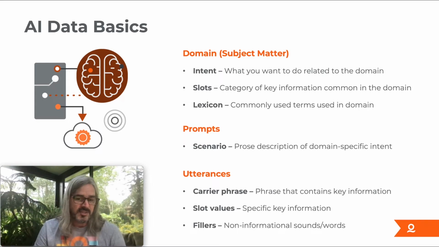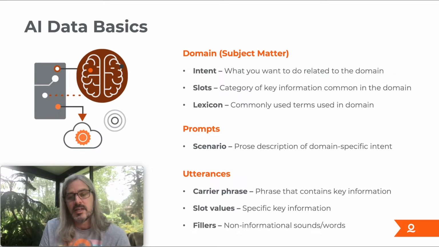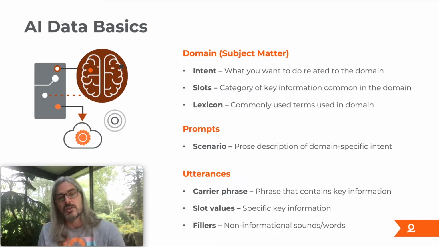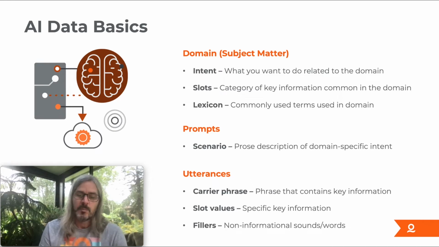The last piece here is fillers, or non-informational words and sounds. And this is another part of making good AI and also making culturally adapted AI. Not every human being uses sound in the same way. So fillers are things like, I guess, the things that we all use in our day-to-day discourse, but that are not necessarily the core information that we're trying to convey.